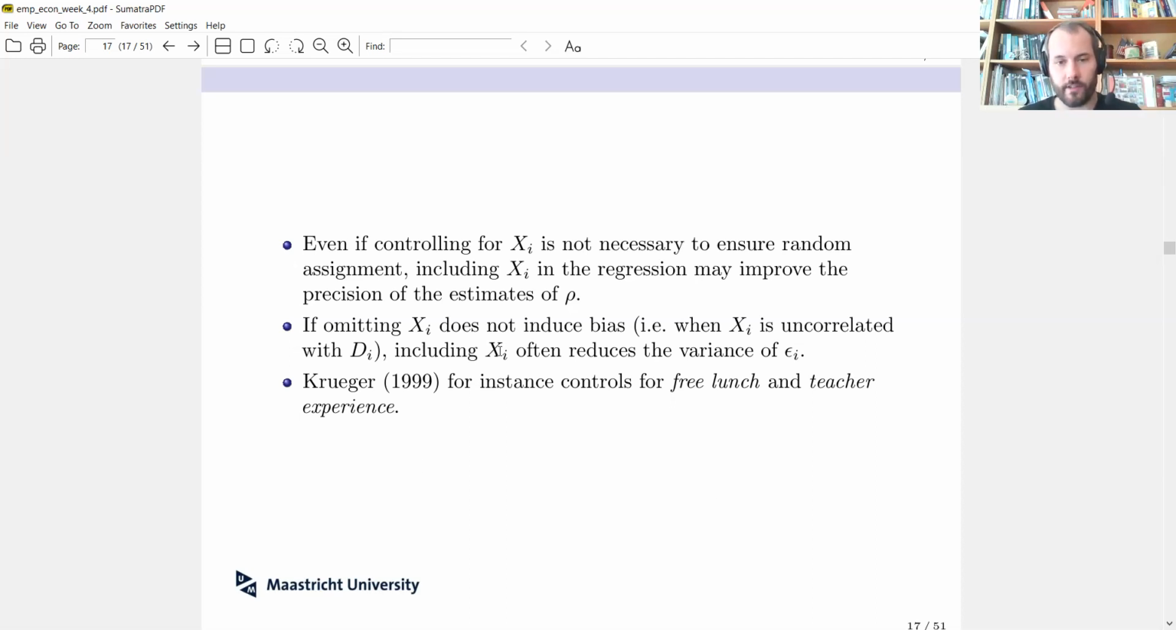So whenever you have additional information, even if it doesn't help you to get unbiased inference, you should nevertheless include it in order to reduce the variance of the unobserved error, and therefore improve the precision of your estimator. So for instance, in the Kruger paper, he controls for other variables, like whether the kids get free lunch or the years of experience of the teacher.